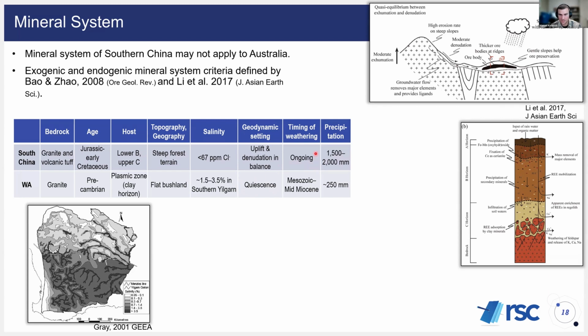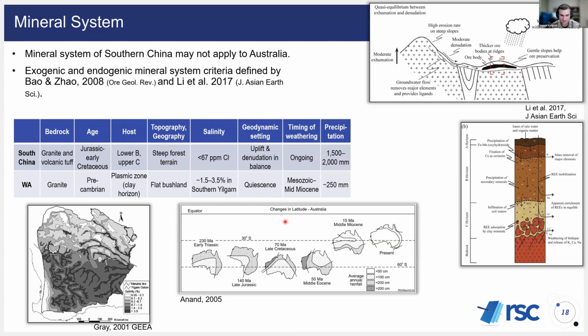The timing of weathering, so that feeds into what I've said before, it's an ongoing process in South China. And something also I don't know too much about, there's probably a lot of people again here in this call who know a lot about that, when weathering predominantly happened in the Yilgarn Craton, for example. But in papers from Anand, Ravi Anand, and others, you can see, especially here during the Mesozoic, there's been a lot of rainfall in the Middle Eocene, for example. And right now, there's not too much rainfall happening.